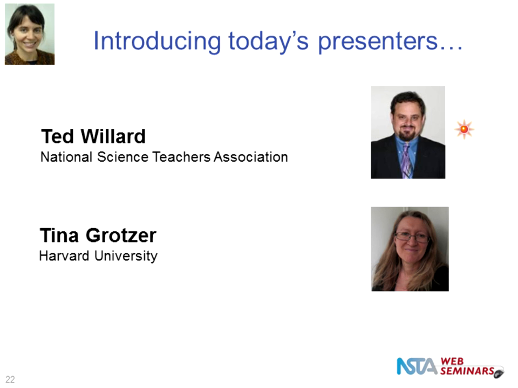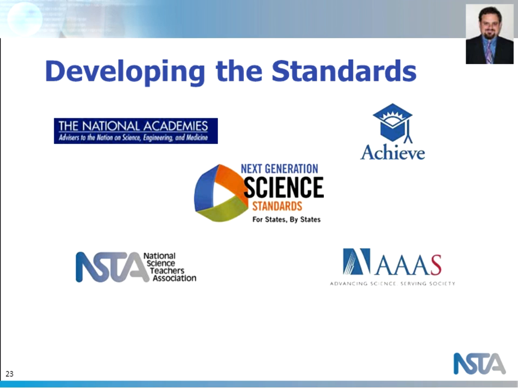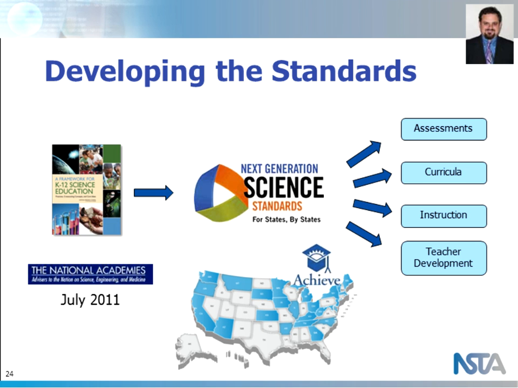I'm just going to give a quick few slides of overview here so we're all on the same page in terms of what's going on with NGSS. As you probably are aware, the Next Generation Science Standards involve 4 organizations working together: the National Academies of Science, Achieve, NSTA, and the American Association for the Advancement of Science. And there's a two-step process here. We have the Academies, which developed the framework for K-12 science education, and that came out in July 2011.